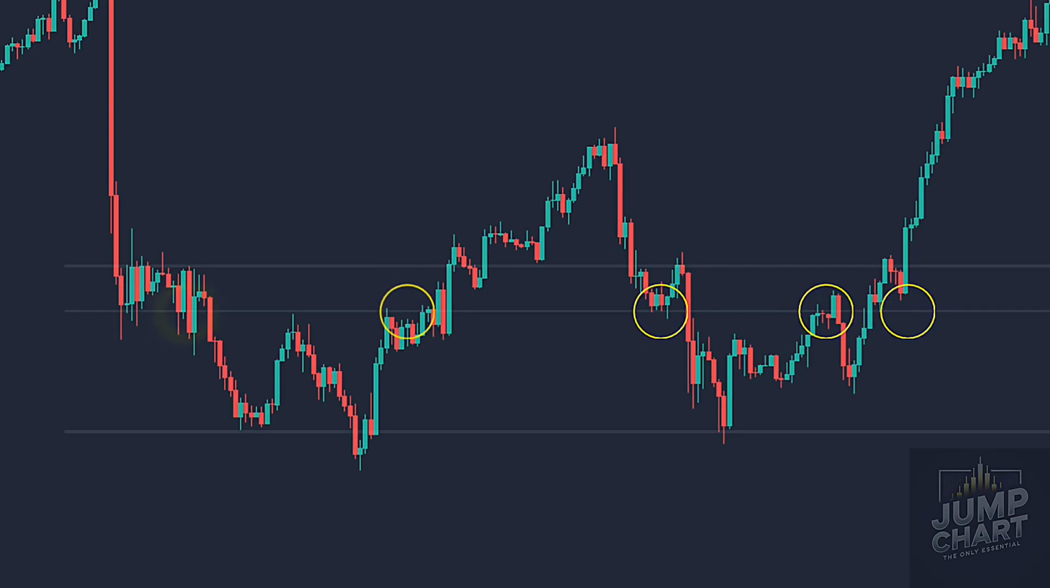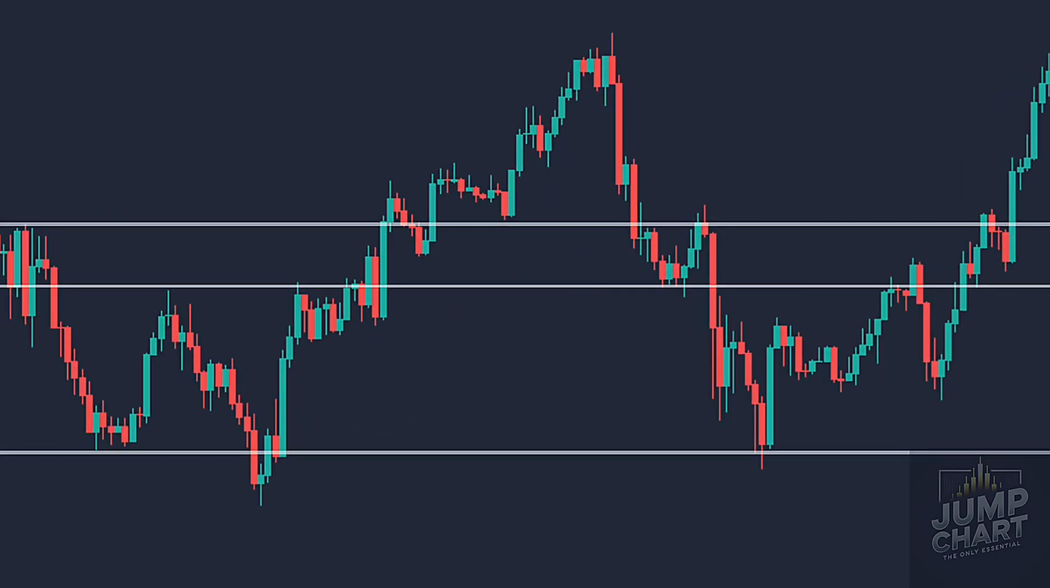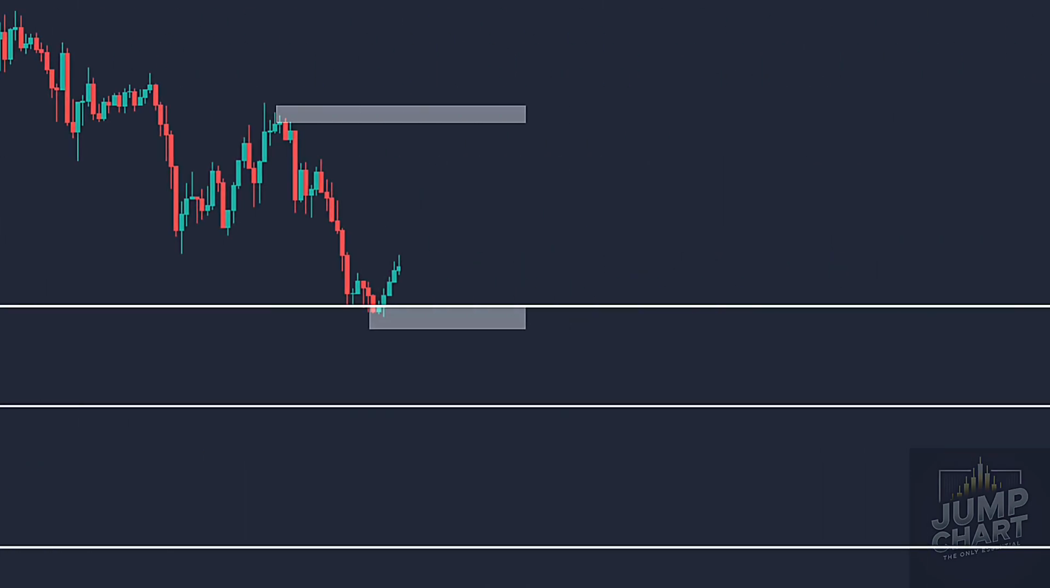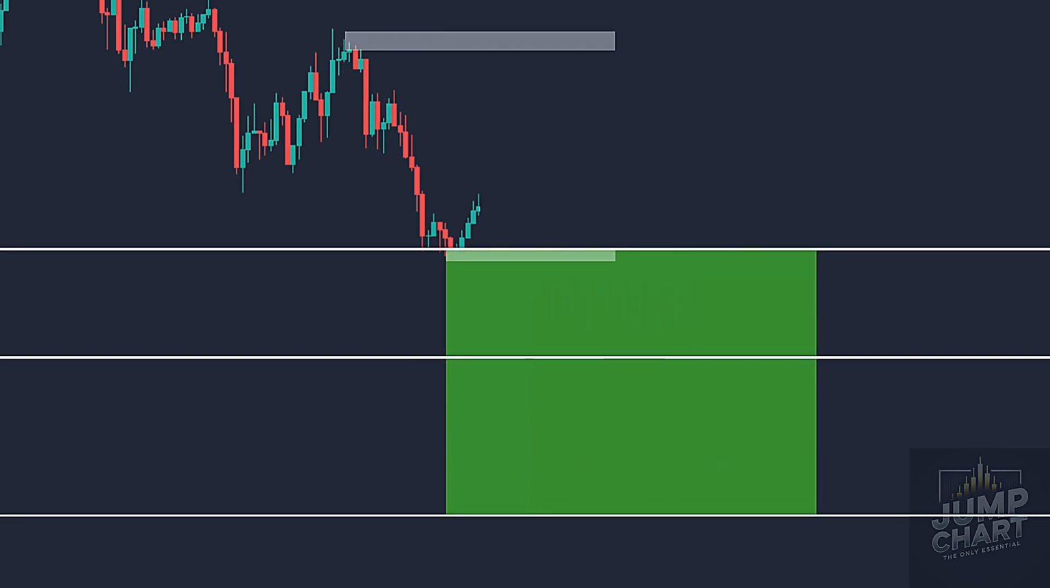This gives us a clear structured 3-level zone to work with, and while it may look narrow visually, a quick measurement confirms it contains 76 pips of range, more than enough space for a clean short setup. Now we zoom forward back to current price. With our green trading zone drawn between the historical levels, we mark this as our potential trade setup.